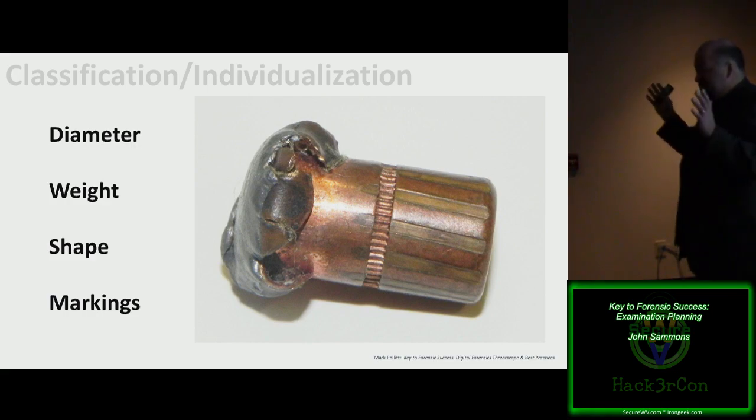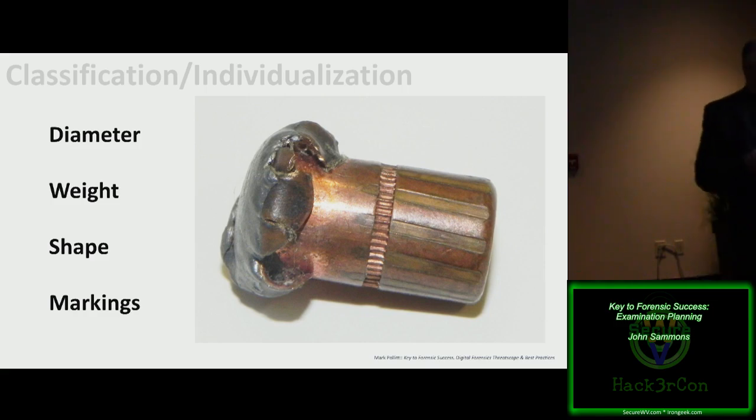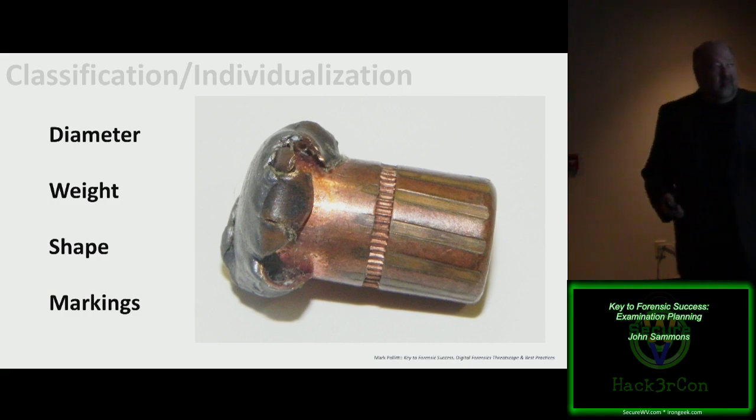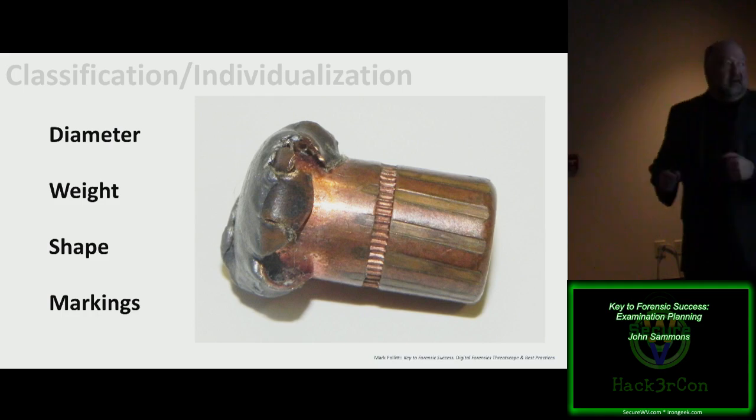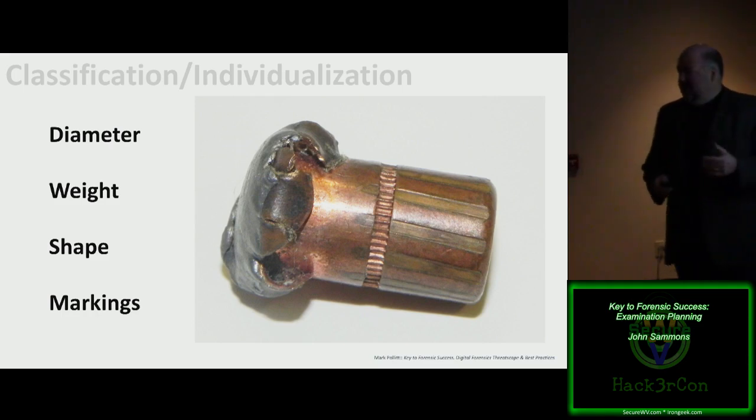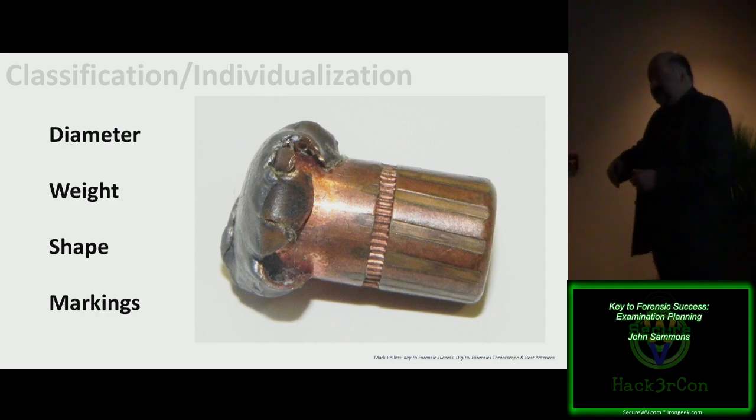So what we're basically doing is narrowing things down, using the evidence we have available. The weight is one way. If we recover the base of the bullet, we can take measurements and determine the diameter. Those measurements can help put us in a certain class. So we can say that's a 9mm versus a 45. The shape, and then lastly, the markings on the round, because different weapons can put unique markings.